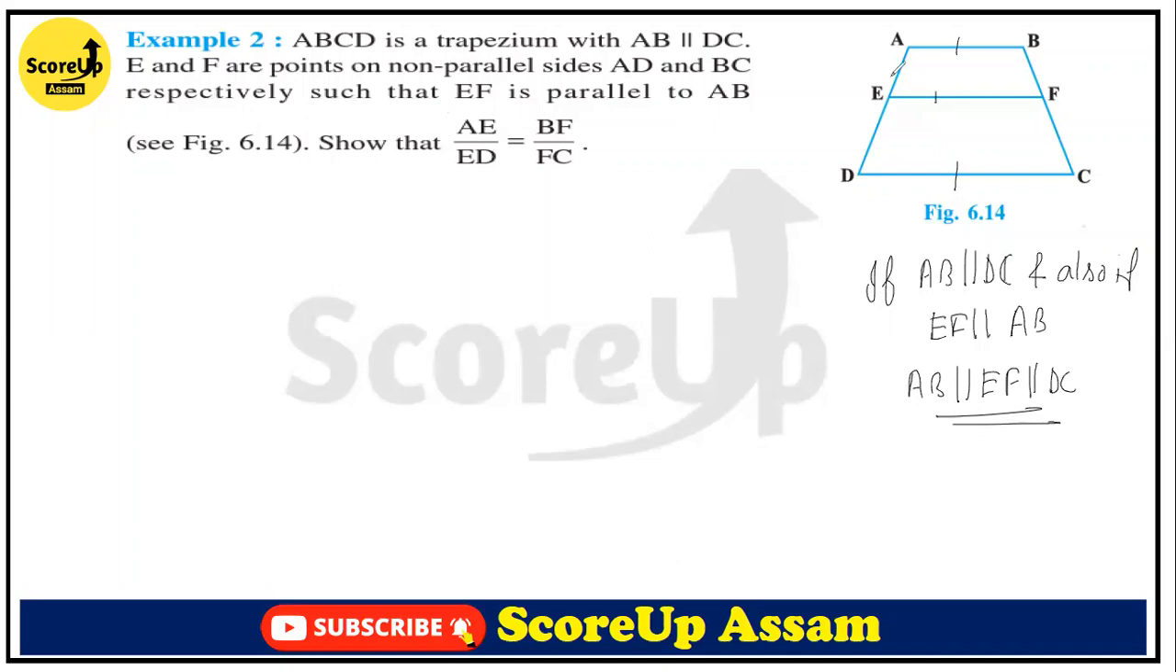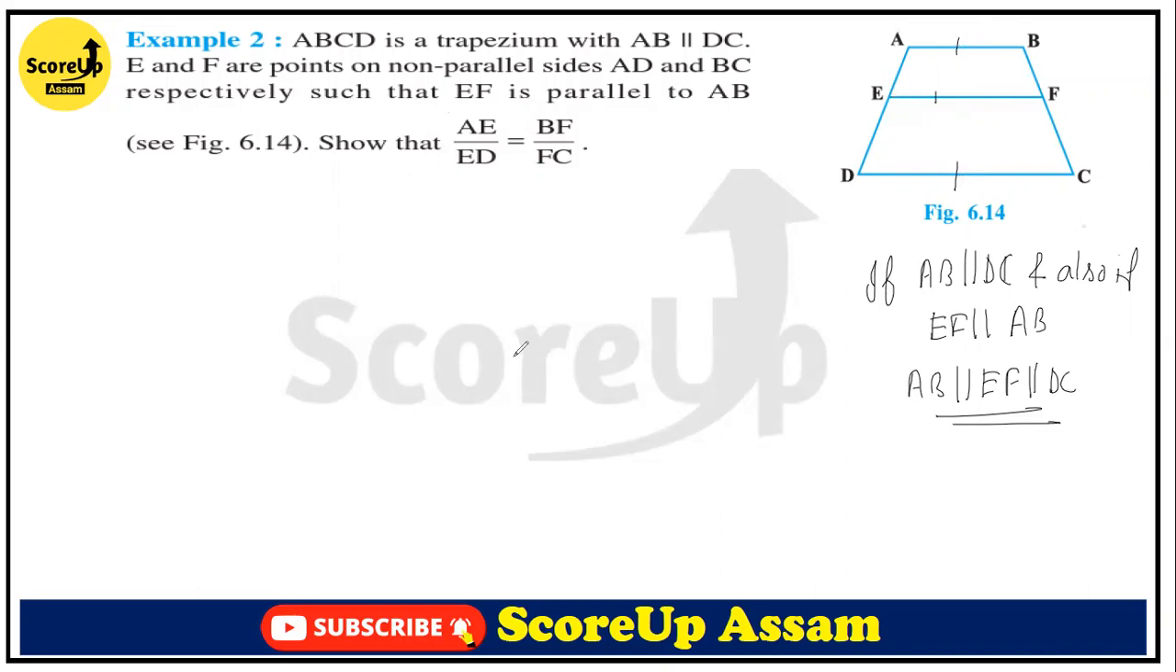So this is what, that means what? First it said AB is parallel to DC, then he said that E and F are points on the non-parallel sides. That is, AD and BC are non-parallel sides, and E and F are two points on these two sides. Okay, and EF is parallel to AB. Okay, that means what?